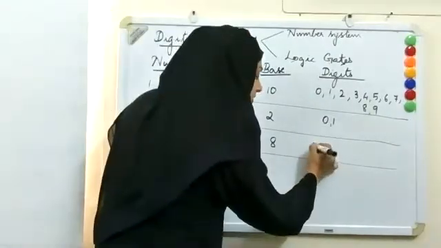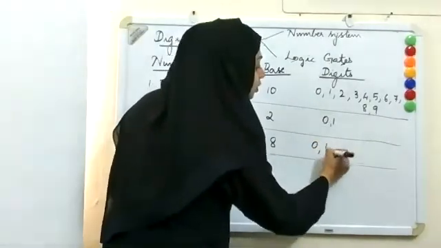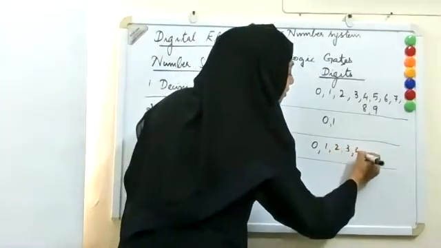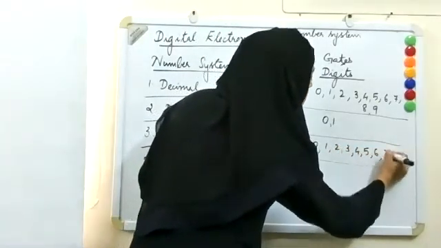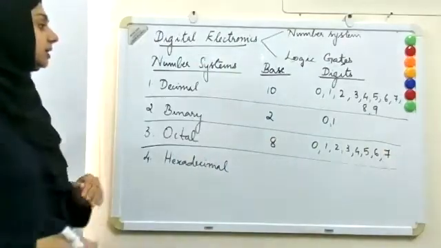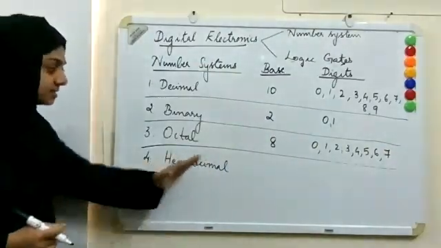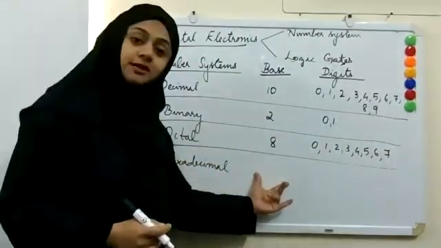0 to 7. Yeah, 0 to 7. 0, 1, 2, 3, 4, 5, 6, 7. So these are the digits used. And hexadecimal, how many are there?